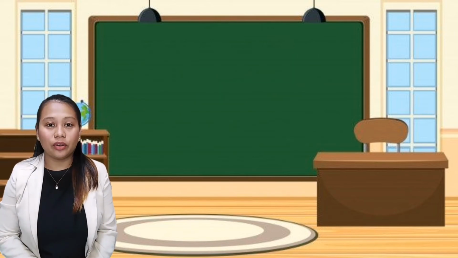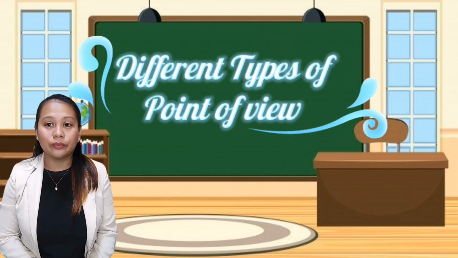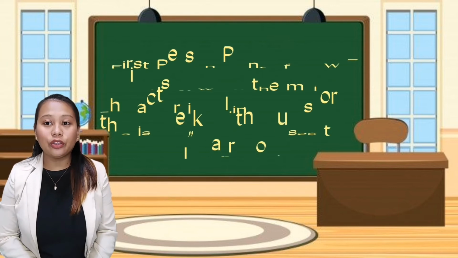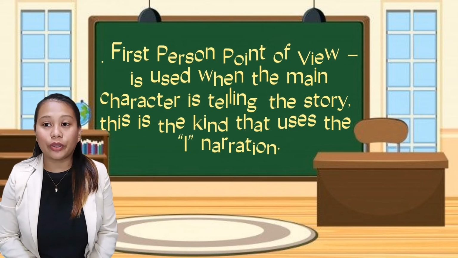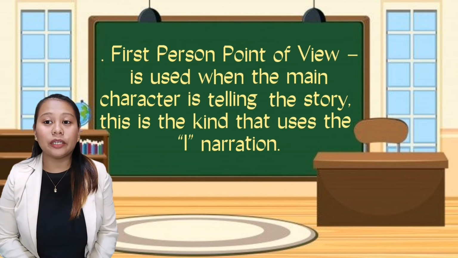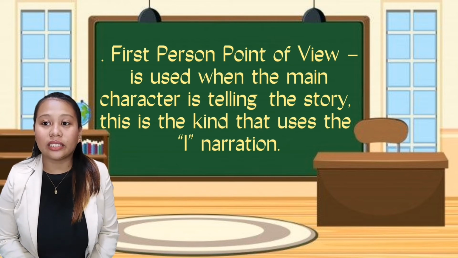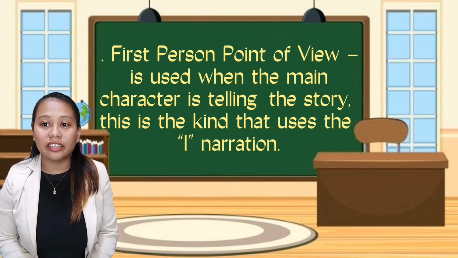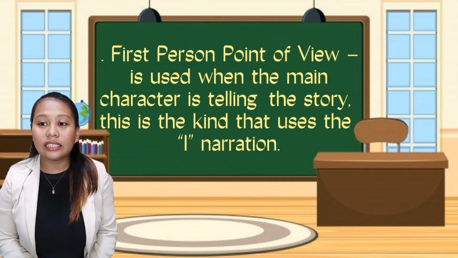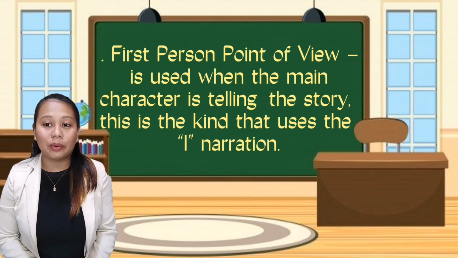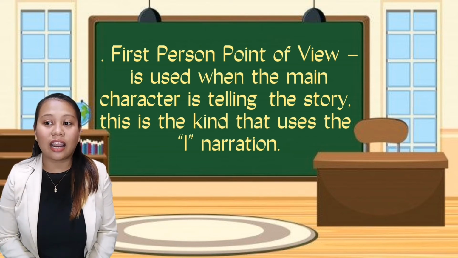In this part of the module, we are going to discuss the different types of point of view. The first type of point of view is the first person point of view. First person point of view is used when the main character is telling the story. This is the kind that uses the I narration. As a reader, you experience the story through the person, so you won't know anything about the people and events that this character hasn't personally experienced.